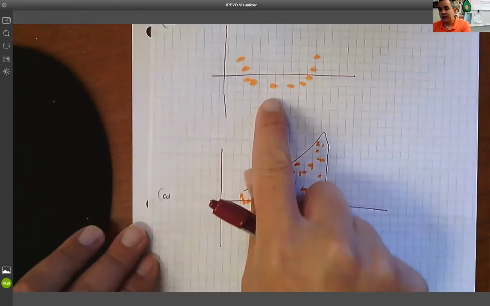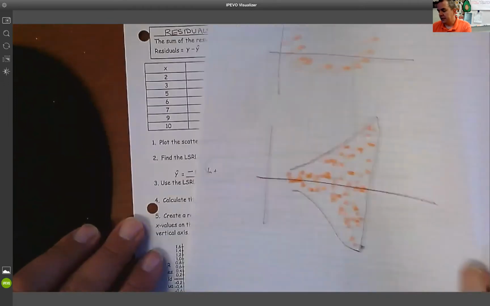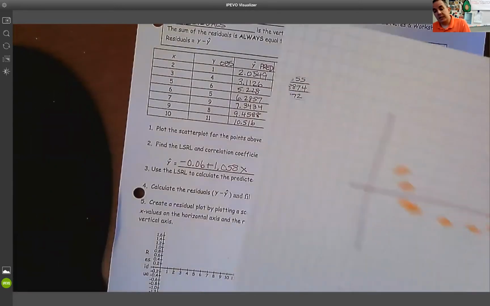So that's the kind of thing that would not be good. These linear models would not be good predictors. A linear model would not be a good predictor. But going back to this one, there's really no pattern to it. So in this case, a linear model would be a good predictor.